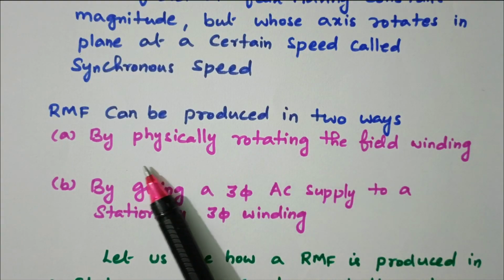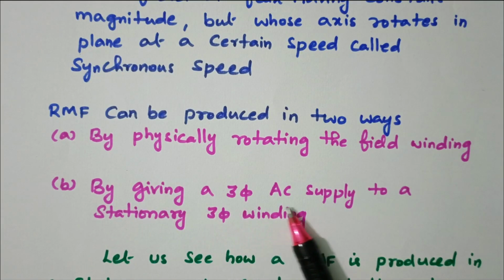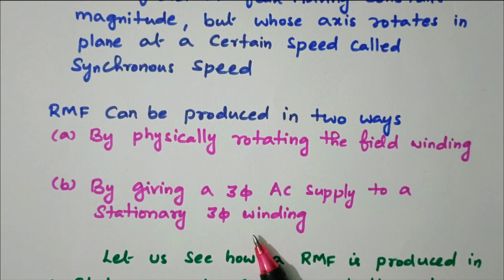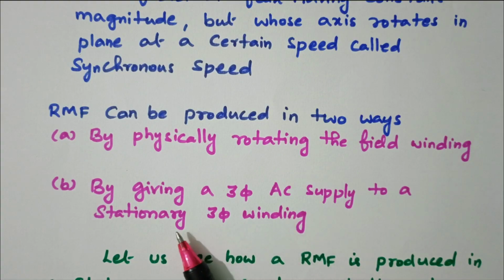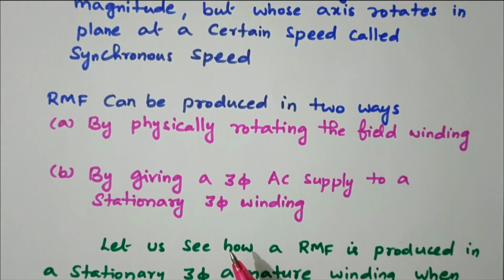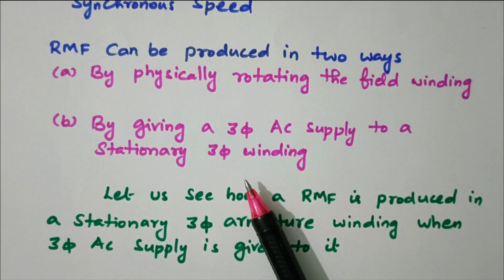One is by physically rotating the field winding. Second one is by giving a three-phase AC supply to the stationary three-phase winding. So in the synchronous motor we are using the second method. Three-phase supply is given to the stationary winding, and in that a rotating magnetic field is produced. So let us see how a rotating magnetic field is produced in a stationary three-phase winding when three-phase supply is given. So the second method is applicable for the synchronous motor.